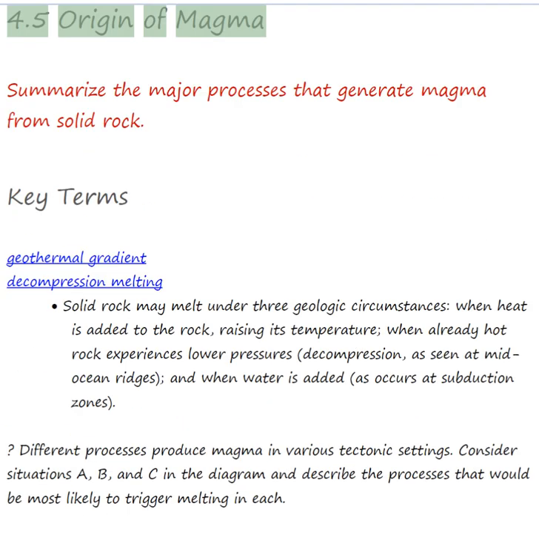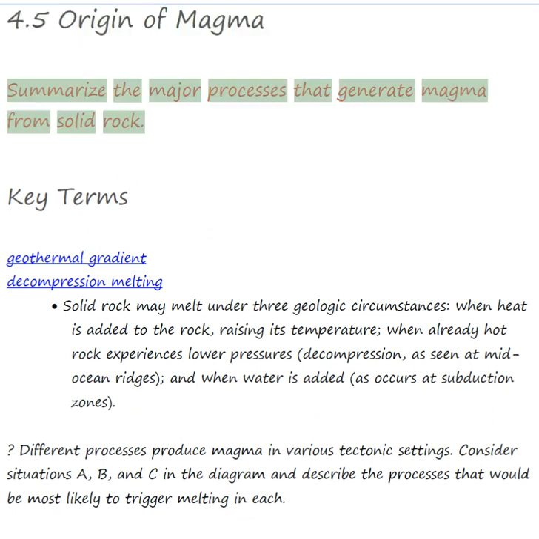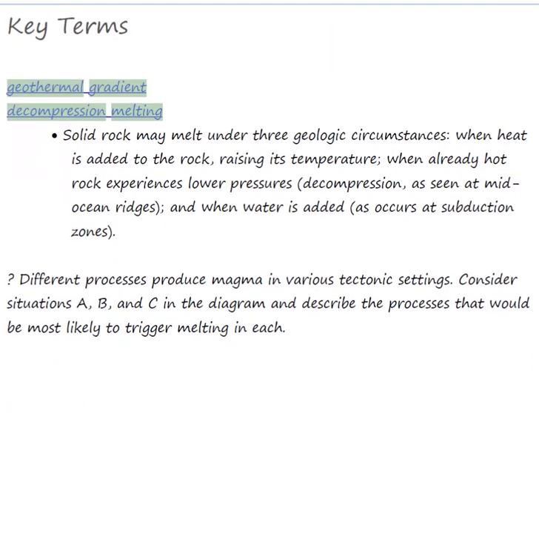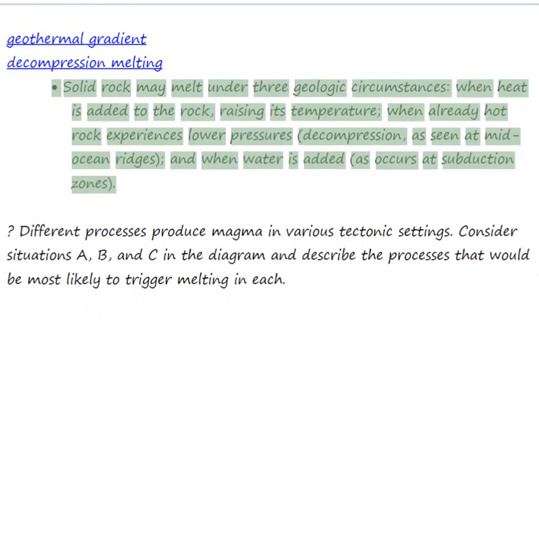4.5 Origin of magma. Summarize the major processes that generate magma from solid rock. Key terms: geothermal gradient, decompression, melting. Solid rock may melt under 3 geologic circumstances: when heat is added to the rock, raising its temperature, when already hot rock experiences lower pressures, and when water is added.